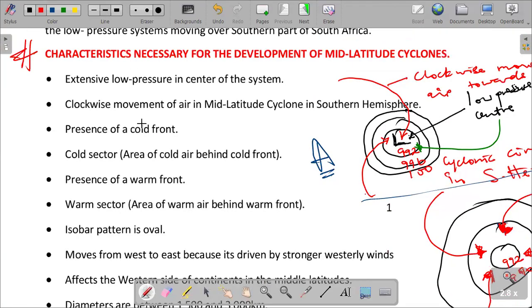Having said that, other factors that we need to look at are the general characteristics necessary for the development of a mid-latitude cyclone. There must be a presence of a warm front. We have got a cold and warm front. In the mid-latitude cyclone, there is a warm front and then a cold front, which I mentioned previously, and I explained how these fronts are formed, which air mass is moving towards where. The warm front is where warm air moves towards a cold air, overtakes that cold air, and overrides it, resulting in the formation of the warm front.